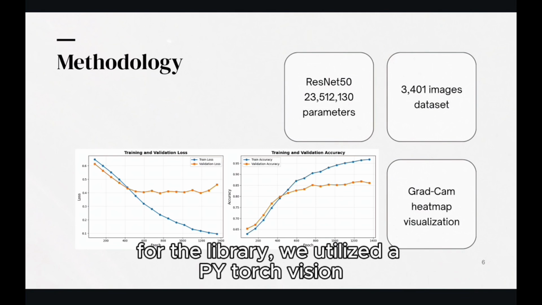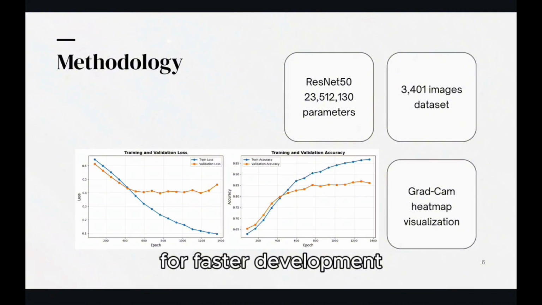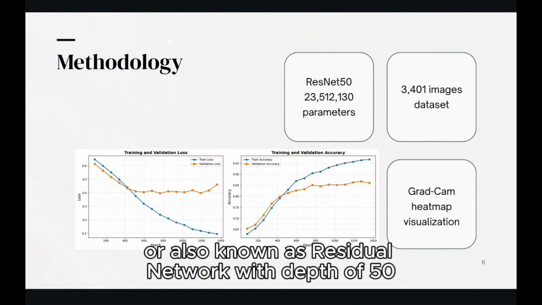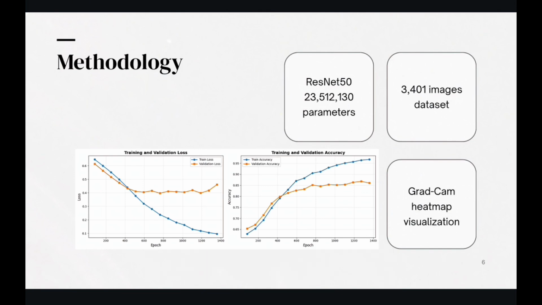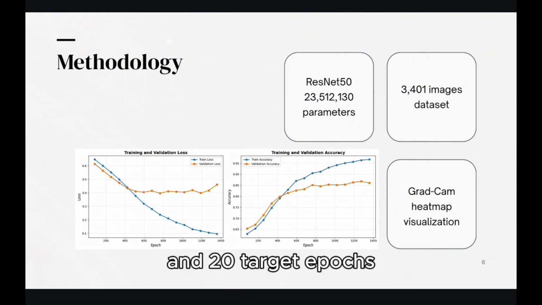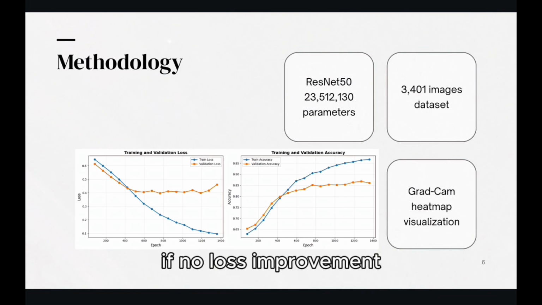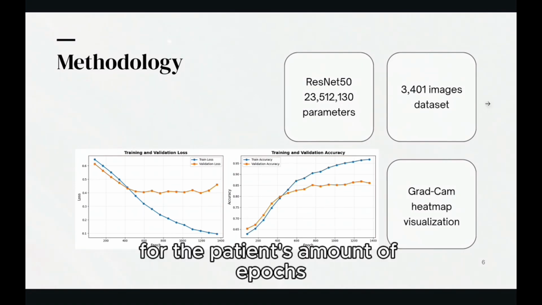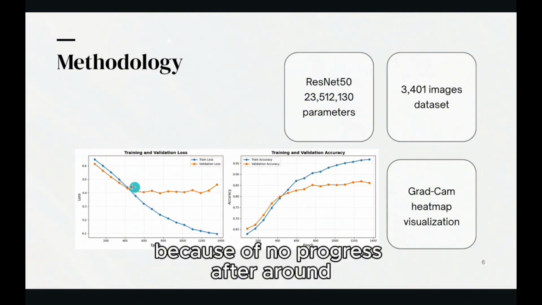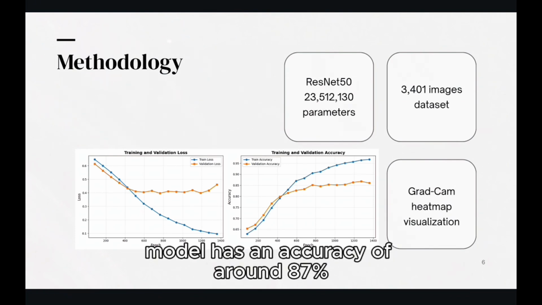For the library, we utilized PyTorch Vision, specifically the PyTorch Lightning library for development. We used a pre-trained model known as ResNet50, or residual network, with a depth of 50 for the CNN analysis, resulting in a model with around 23 million parameters and 20 target epochs, with a patience of 7 epochs to stop training early if there is no loss improvement. As can be seen here, it stops at around 15 epochs because of no progress after that. The resulting model has an accuracy of around 87%.